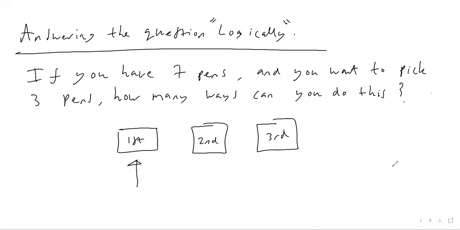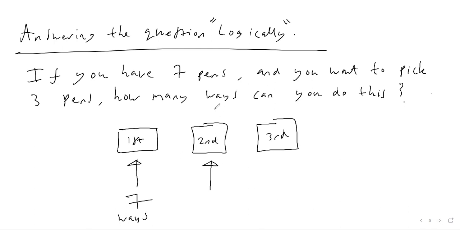So we've got 7 pens. How many different ways could we put 7 pens into the first box? Well, if you've got 7 pens, there are 7 ways in which you can do that. So there's 7 ways in which you can put a pen into the first box there. Okay, so we now put one of the pens into the first box. How many ways are there to put the rest of the pens in the second box?